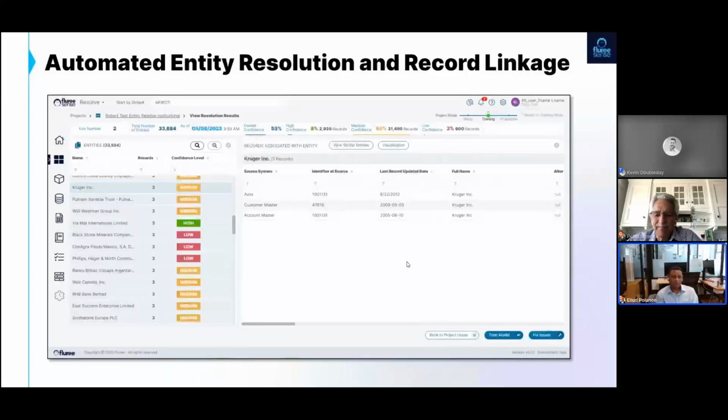So then the final step here is when we get into the actual matching and merging. This is the other Fluree Sense component called resolve. Resolve is interesting if you wanted to take, for example, accounts or customers or products that are described slightly differently in a different system, but we need to have some commonality before we can actually send it for distribution to risk and finance. So in this example here, I've got multiple identifiers for a specific entity called Kruger Incorporated from different source systems.